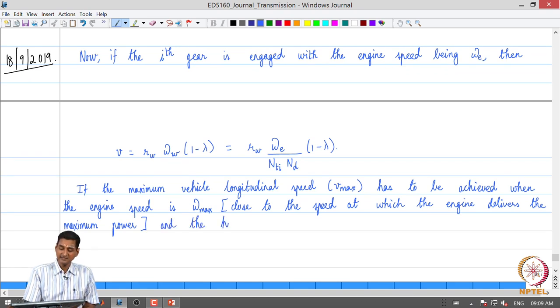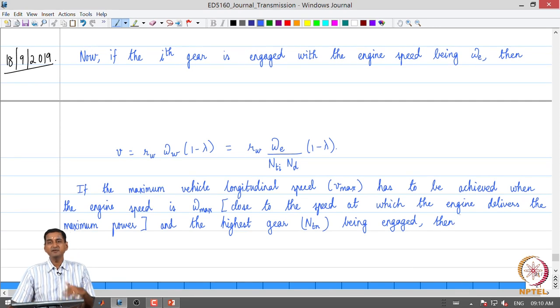Let us say that is omega max and the highest gear, with the gear ratio NTN, is being engaged. Typically, when we are cruising at maximum speed on a highway, we go to the highest gear and want to operate the engine close to where we get the maximum power. There is hardly any inertia load. The main loads are aerodynamic drag and rolling resistance. Grade resistance is not significant; if the highway is flat, it is negligible, and even with small ups and downs, it is not to the extent of what we encountered in the gradability requirement.